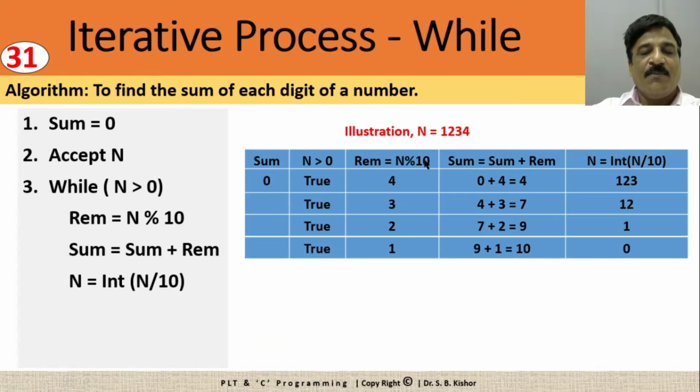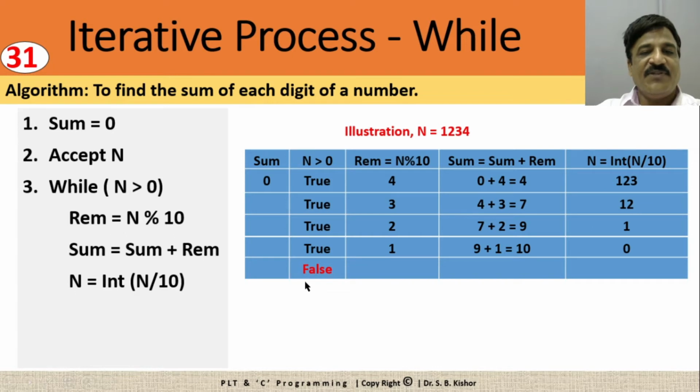Now 1 mod 10, remainder is what? 1. Always remember, whenever the numerator is less than the denominator in modulus operator, the remainder will always be what? The numerator itself. So previous sum plus remainder, 9 plus 1 is 10. Now this is the most important step. 1 divided by 10, it is what? 0.1. So integer of that, it's what? 0. Now is 0 greater than 0? No, condition is what? False.